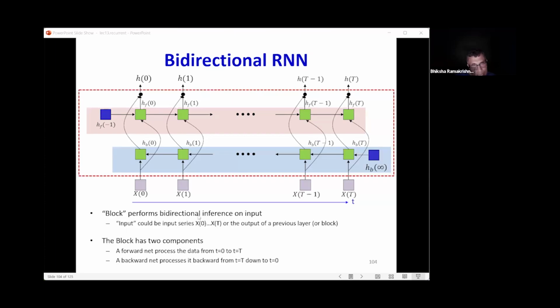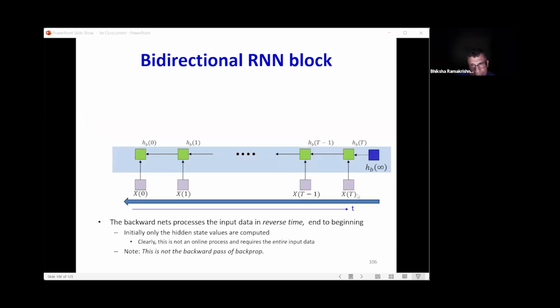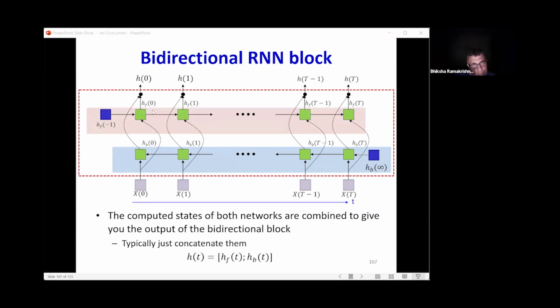When the input comes into the layer, the forward net is going to take all the inputs and process them in sequence, left to right. Then the backward net is going to take the same input and process them in sequence, right to left. And then finally, the outputs of both the forward and backward net are going to be concatenated or combined in some other way to give you the final output of the layer.